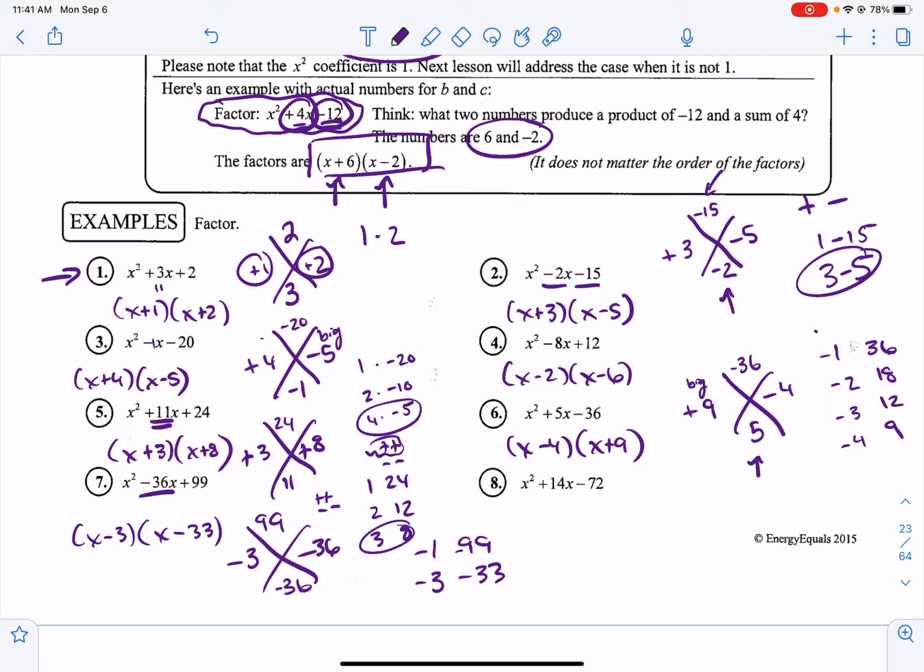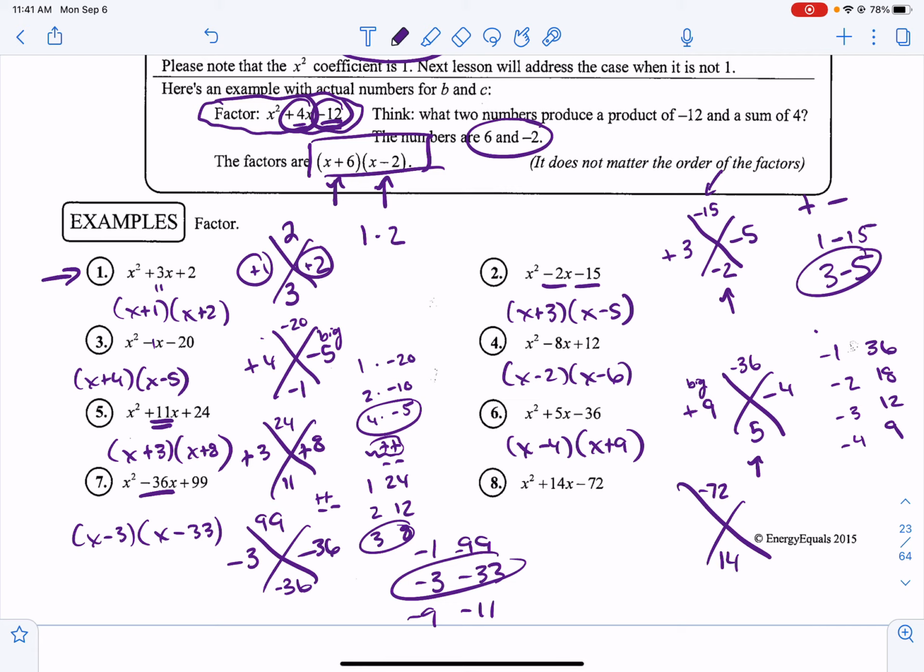And you could keep finding numbers that multiply, but once you find the one that works, I could do negative 9 and negative 11, but there's no point because I already know which one works. The rest is just extra work on your part. So number 8, big X, what multiplies to be negative 72 and adds up to be 14?